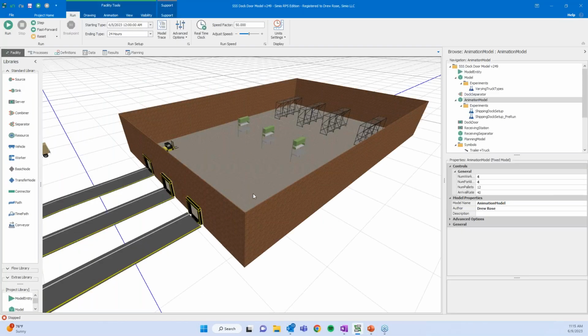So now we're going to start in Simio. And Dan, just confirming that I did transition to Simio successfully. You did. You're good to go.